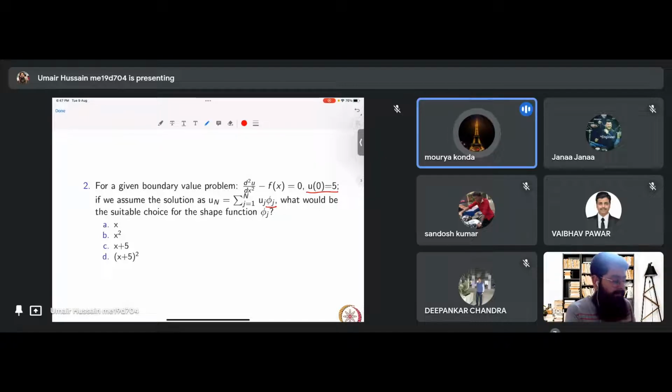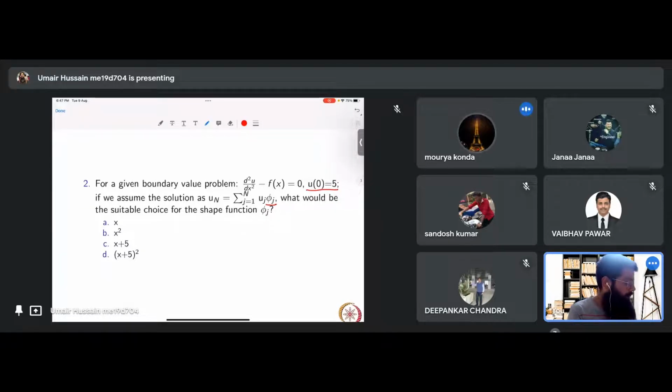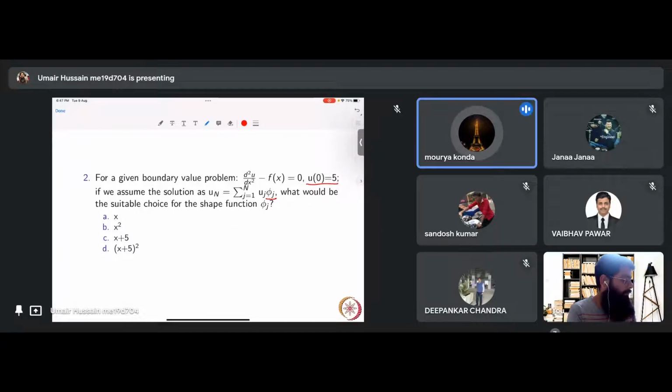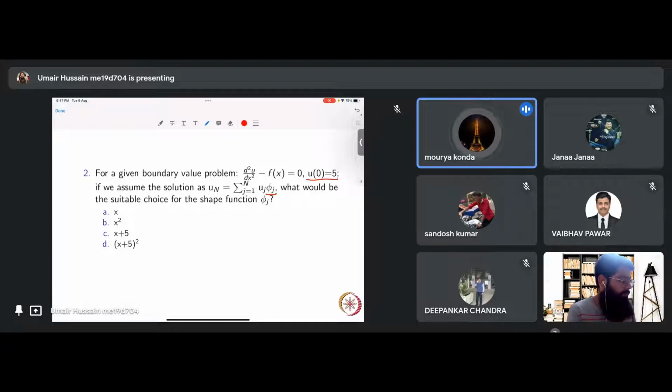I am thinking that d square u by dx square minus f of x is equal to 0, right? Mm-hmm. So you have double differentiation there. So you cannot have a single variable there, like x or x plus 5. Okay, yeah, that's a good one. You should have a square so that double differentiation will come down to a single number like 5 or any other single digit. Yeah, that's a good idea.